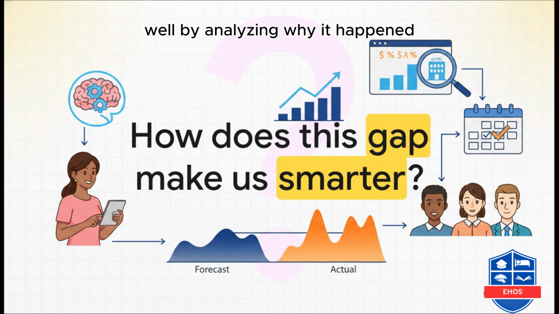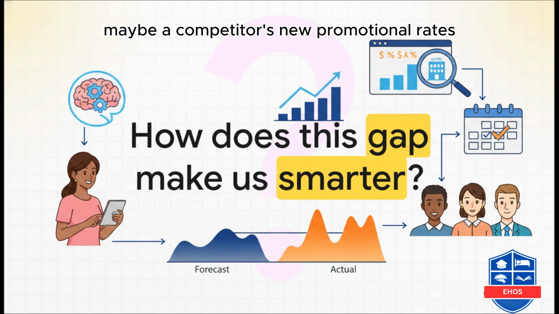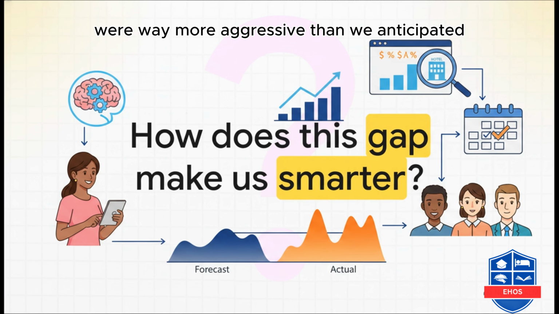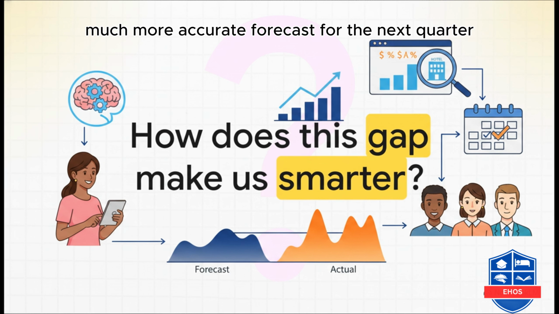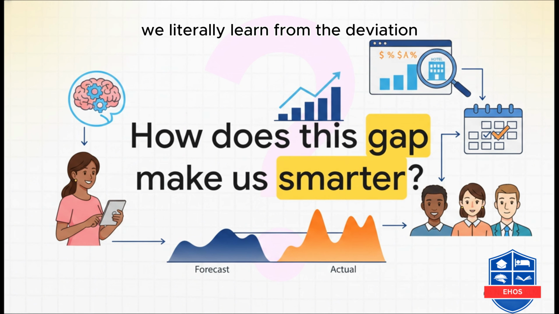So how does this gap make us smarter? Well, by analyzing why it happened. Maybe a competitor's new promotional rates were way more aggressive than we anticipated. We can create a much more realistic, much more accurate forecast for the next quarter. We literally learn from the deviation.